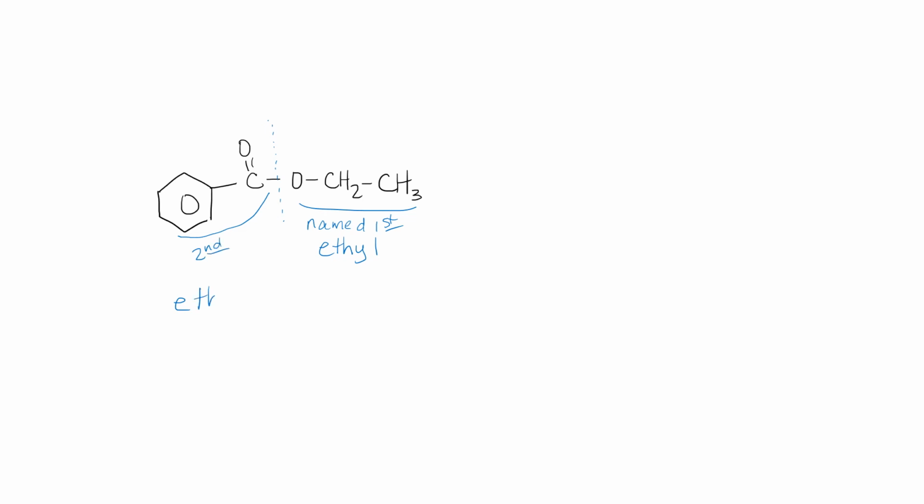So we have ethyl as the first part of our name, and then benzoate is how we name that, because we take the acid name, benzoic acid, we drop the ic acid and we replace it with an ATE ending. Oh, I forgot, I lost my Z in there. There should be a Z in there. So benzoate. Ethyl benzoate is the name for that.